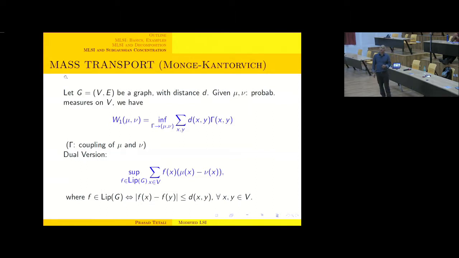Proportion. Okay? For us in the finite dimensional case, this is just a linear program. Here are the variables. The constraints are these linear constraints: the total amount of mass taken from mu, given to nu, etc. Right? And this is a linear view.